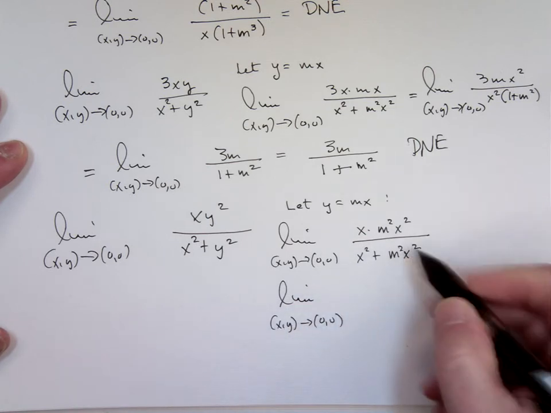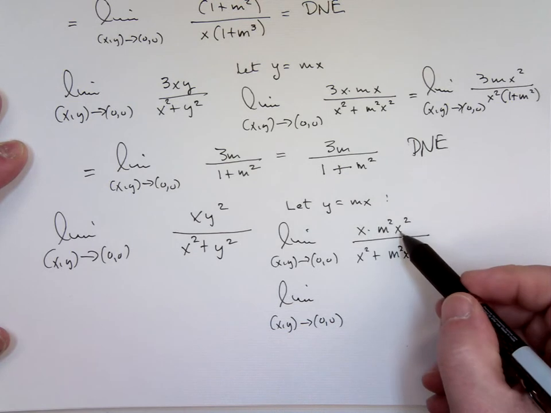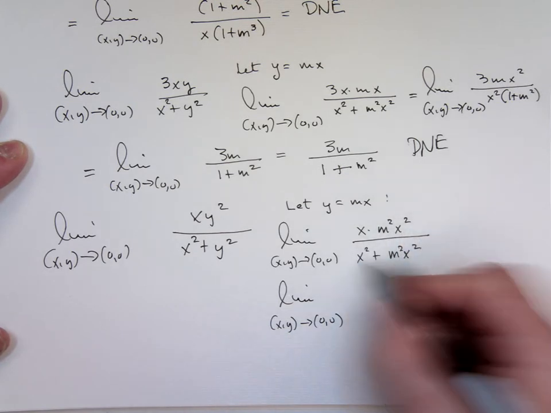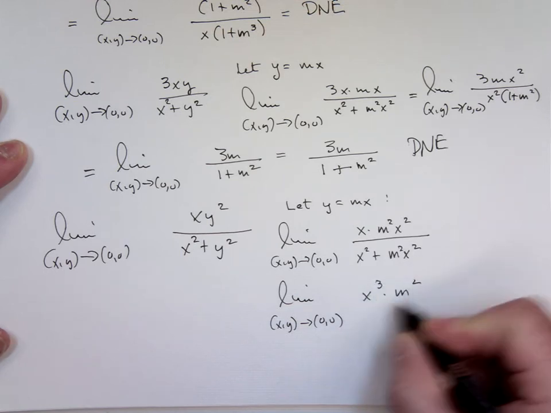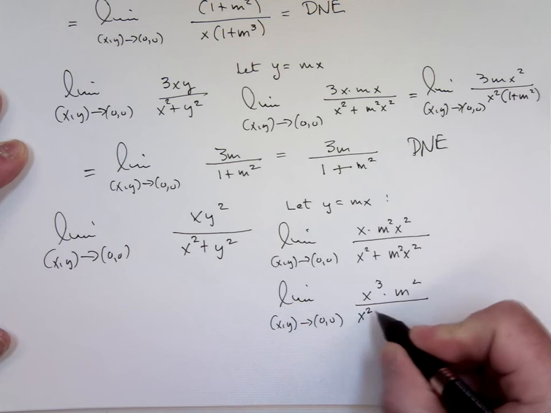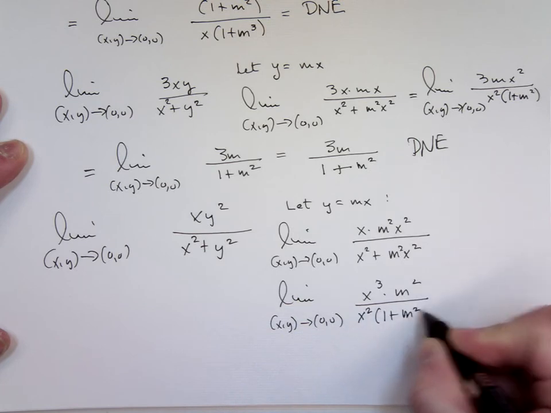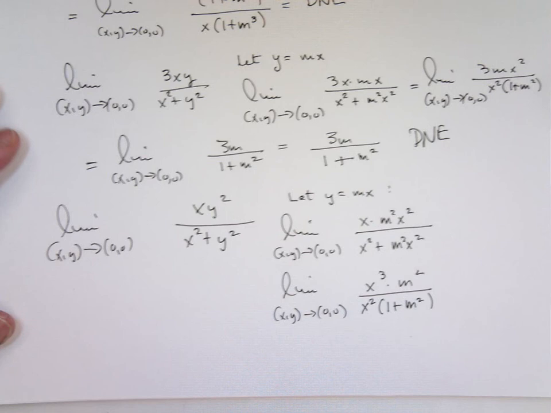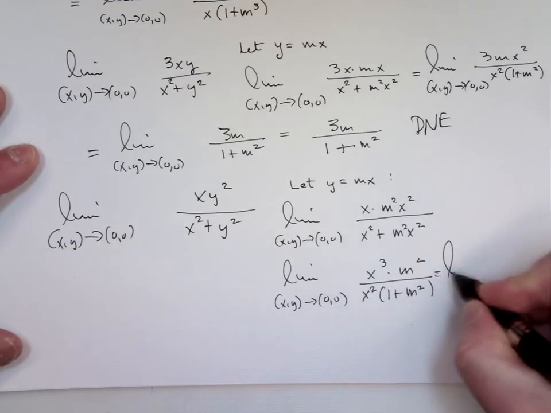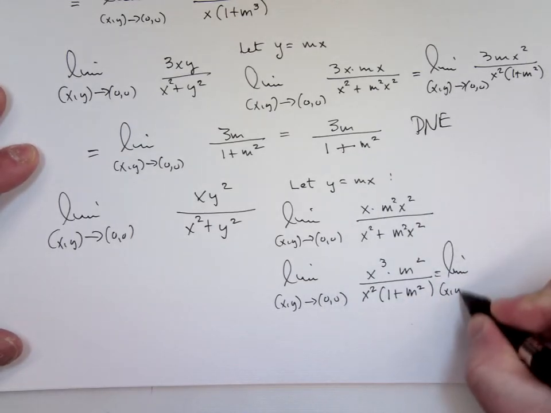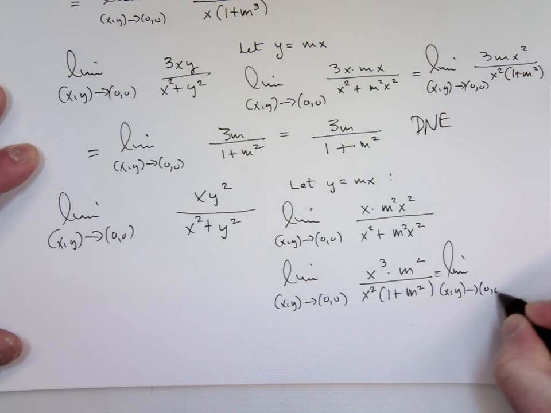Let's see. We've got an x squared here and an x here. Let me write it this way. So I've got x cubed m squared, and I've got an x squared times 1 plus m squared. Okay? How's that look? So what can we do now? Cancel out some x squares. We'll cancel out some x squares. You get x m squared over 1 plus m squared.